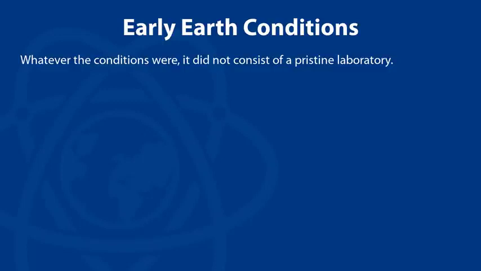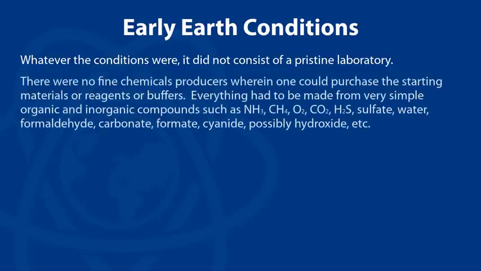What were the conditions of early Earth? Well, whatever the conditions were, it did not consist of a pristine laboratory. There were no fine chemical producers where one could purchase the starting materials or reagents or buffers. Everything had to be made from very simple organic and inorganic compounds, such as ammonia, methane, oxygen, carbon dioxide, hydrogen sulfide, sulfate, water, formaldehyde, carbonate, formate, cyanide, possibly hydroxide, etc. All of these small compounds. That's all there was. Now, I don't know any origin of life researcher that really starts out with just these sort of things. Maybe Miller and Urey did, but very few people start from that point now.